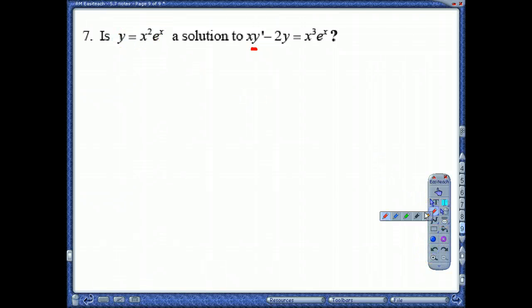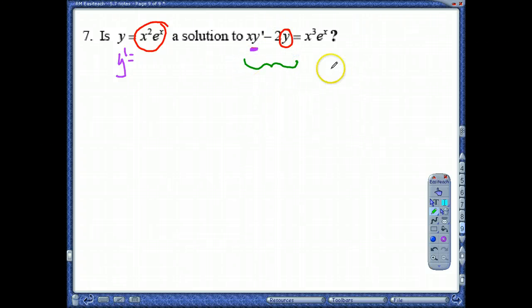Let me change colors here. Okay. You're going to find the derivative, which is going to be a product rule, and you're going to plug that in right here. Your y function right here, you're going to plug that in right here. So you're going to see if, once you plug in your derivative and your y, this side is equal to your x to the third times e to the x. Okay? So you try this one.